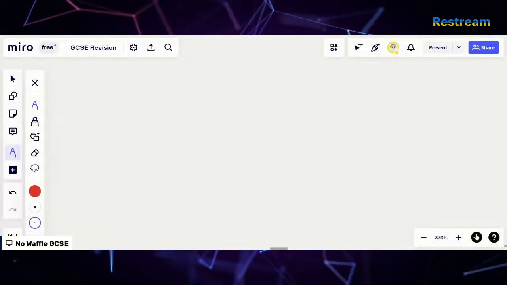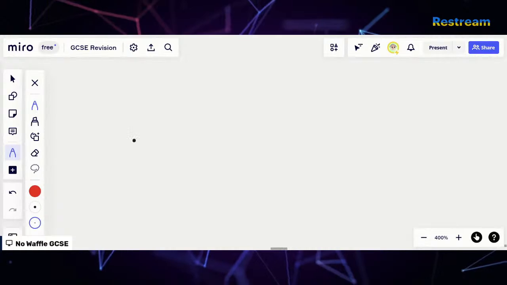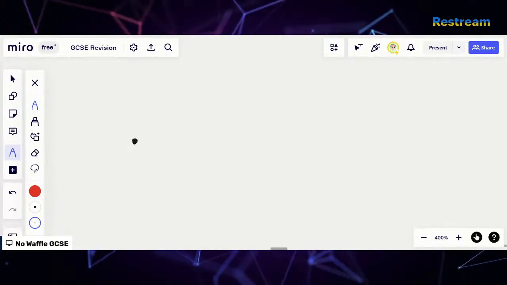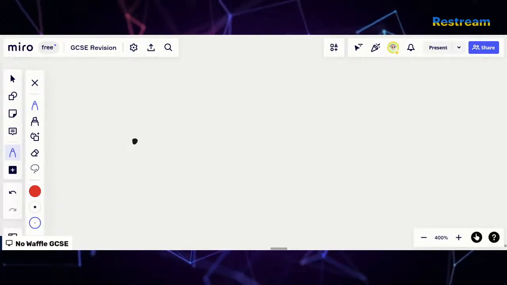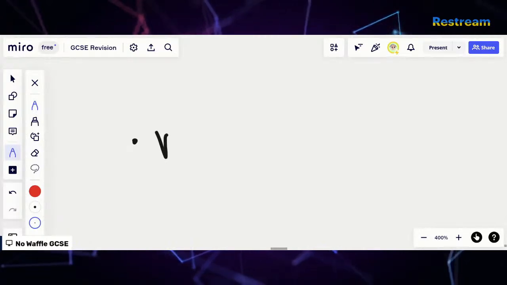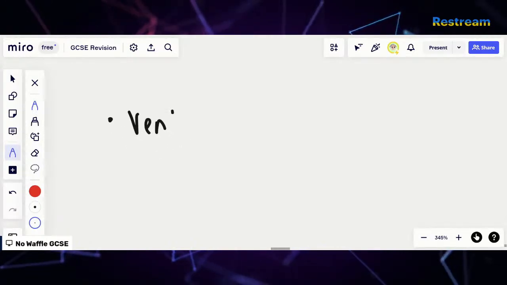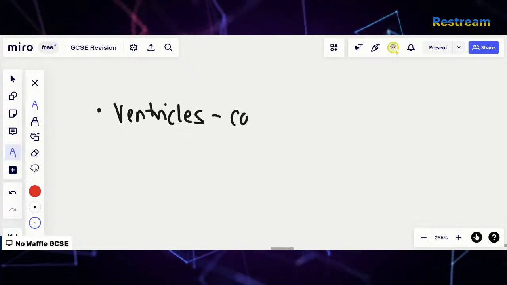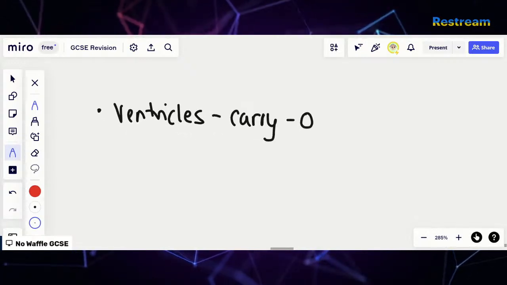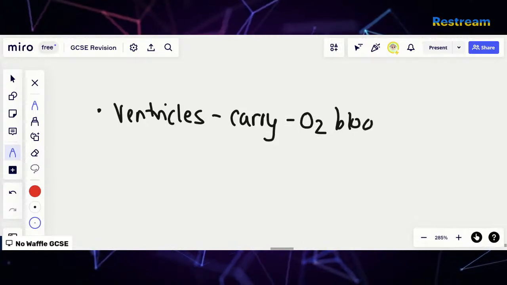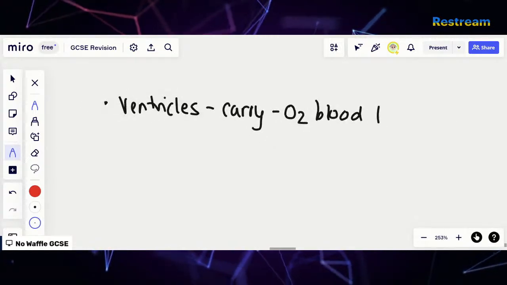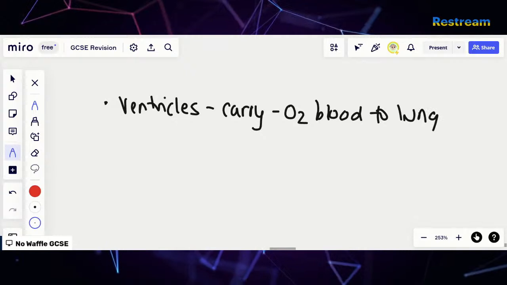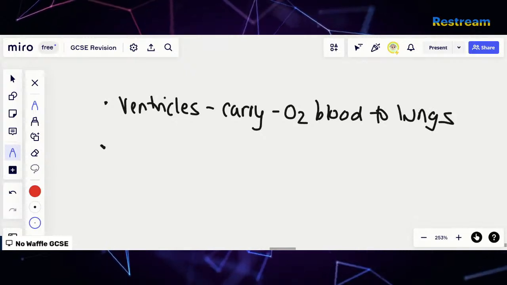So what happens is, firstly, we looked at already the purpose of ventricles. Firstly, you need to identify what the purpose of the ventricles is. The purpose of the ventricles is to carry this deoxygenated blood to the lungs to go and get oxygen. Now imagine what would happen if we didn't have ventricles. That's basically what this question is asking us.